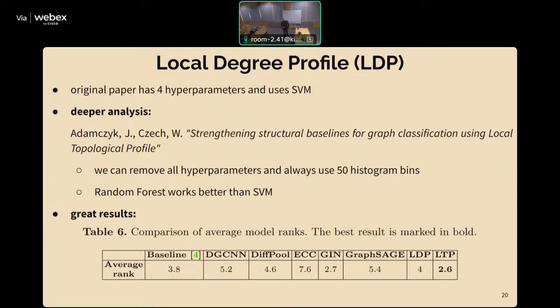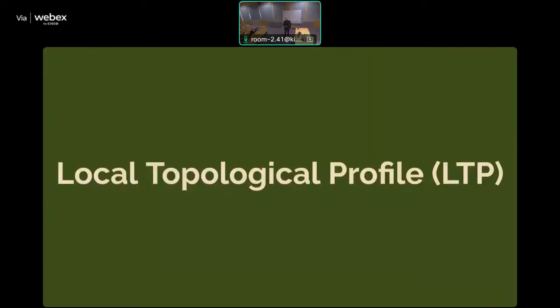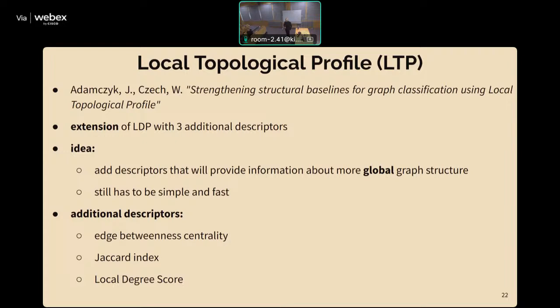So we have this last column, which I will talk about now, because this is the local topological profile, which follows basically the same idea, but was proposed by us and gave better results. So the idea from the same paper is as follows. We extend the LDP with 3 additional descriptors.